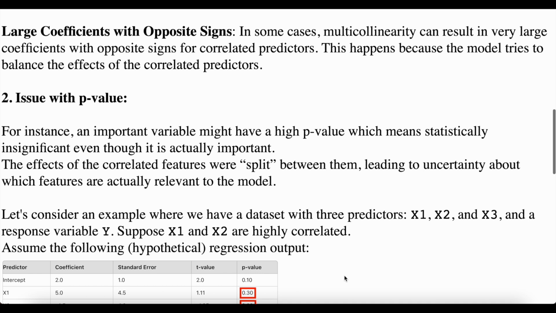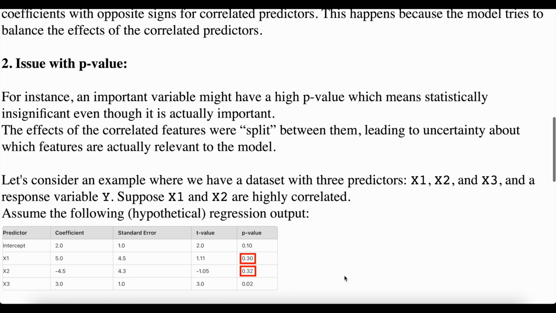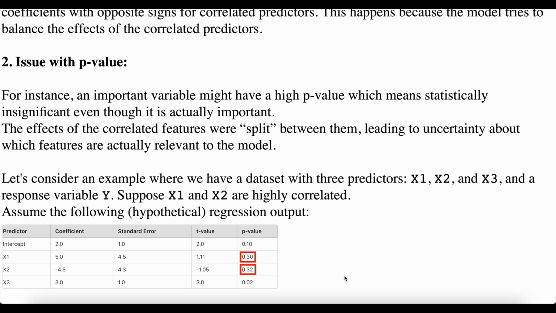The next issue is with the p-value. Important variables generally have a lower p-value compared to a threshold. However, if there is a case of multicollinearity, you might get a very high p-value for an important variable, which will ultimately lead you to say that it is statistically insignificant. However, that is not the actual case. So consider a case below.